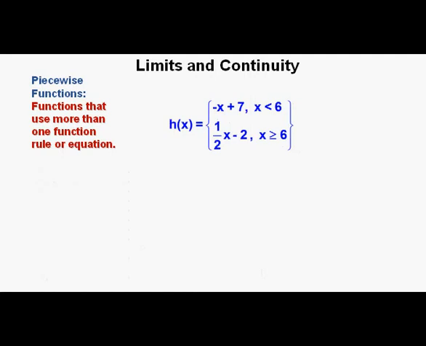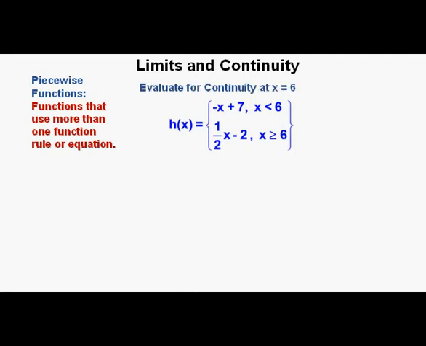h of x equals negative x plus 7 for values of x less than 6, and 1/2 x minus 2 where x is greater than or equal to 6. The instruction is to evaluate for continuity at x equals 6.